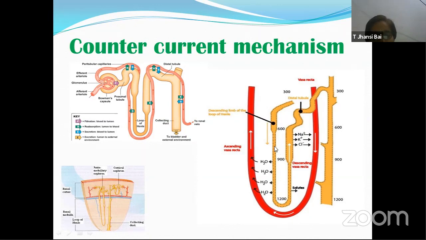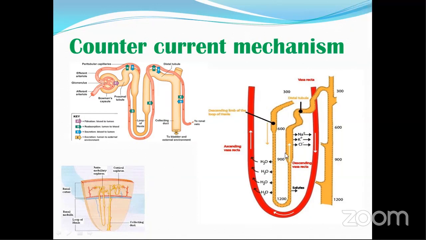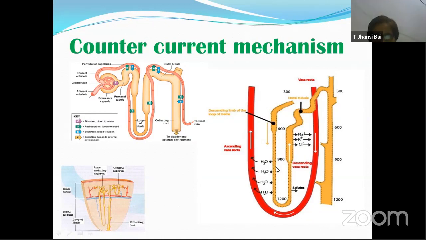So the first type of movement that we are talking about in this counter current mechanism is the movement of nephric filtrate. So first liquid is coming down and then it is moving up. So liquid is moving in these two limbs in opposite direction. Once it is coming down in one limb, it is moving up in the other, right?